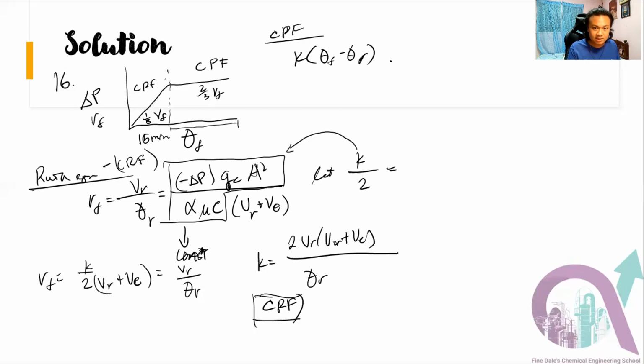This is R, no? This is R. That's the concentrate filtration. This is the total VR squared plus 2 VE, VF minus VR. Okay, that's it.